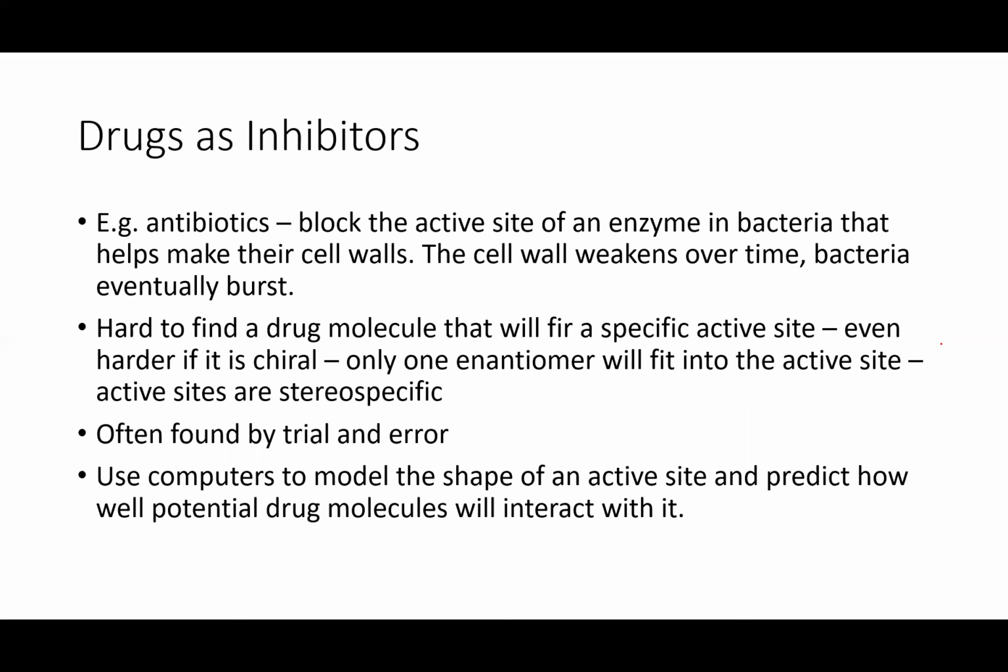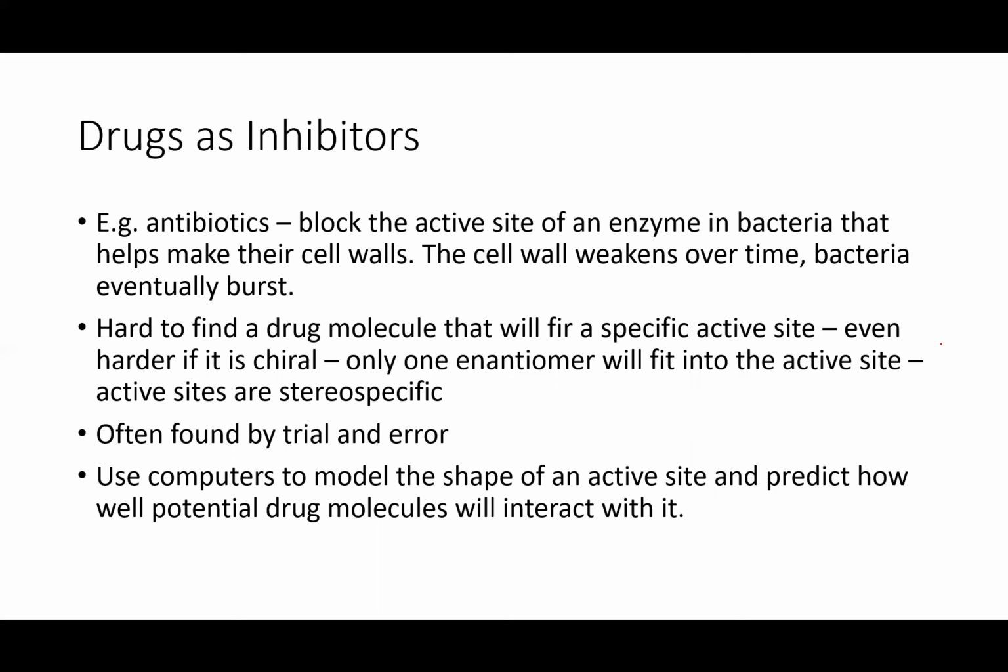The active site of an enzyme is very, very specific, so it takes a lot of effort to find a drug molecule that will fit into the active site. It's even trickier if the drug molecule is chiral. Then only one enantiomer will fit into the active site because the active sites of enzymes are stereospecific. So often these new drug molecules are found by trial and error.